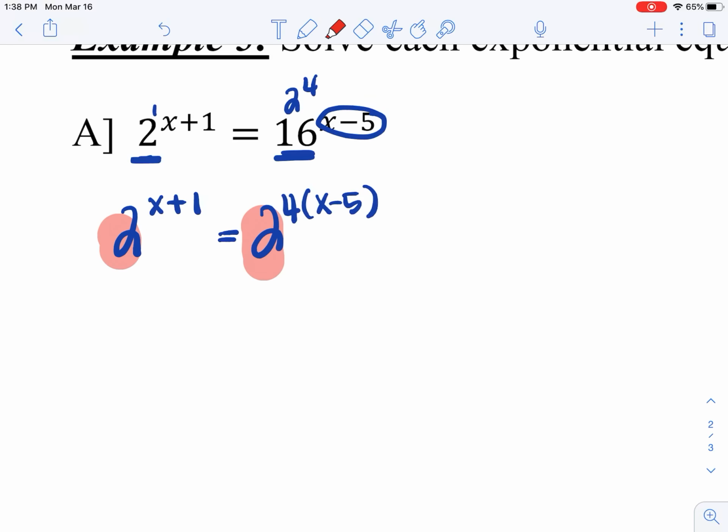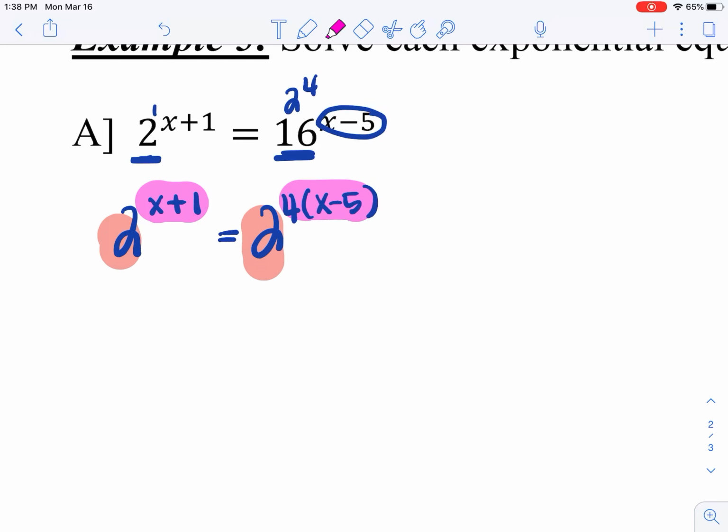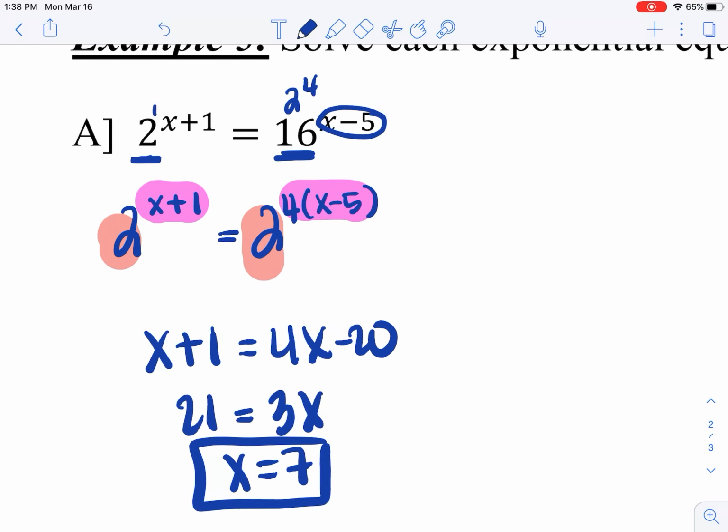It's very similar to the logarithmic problems. You have the same log on both sides, so you can just set the arguments equal to each other. Here you have the same base, so you can just set the exponents equal to each other. So I have x plus 1 is equal to 4x minus 20. Notice I distributed there. Subtract x from both sides, add 20 to both sides, divide by 3, and you get x equals 7.